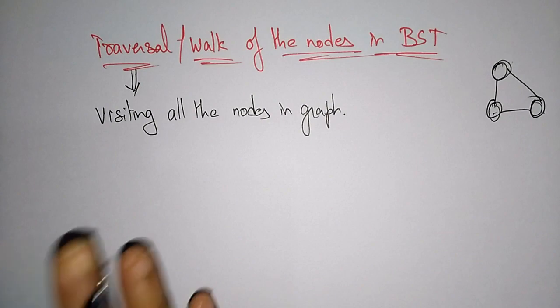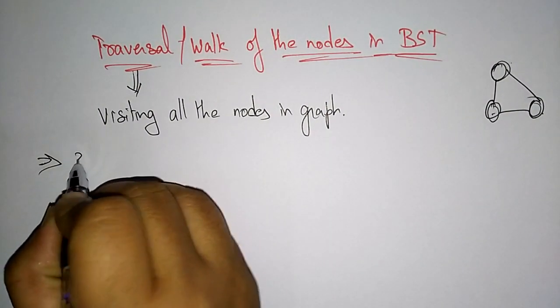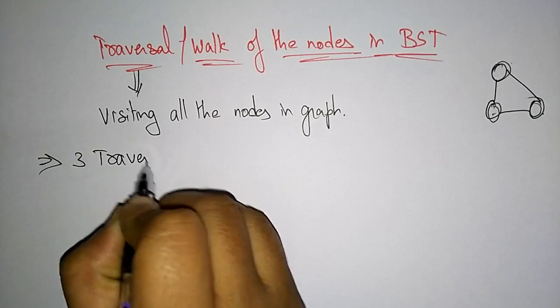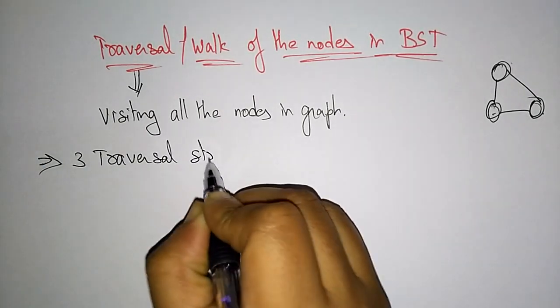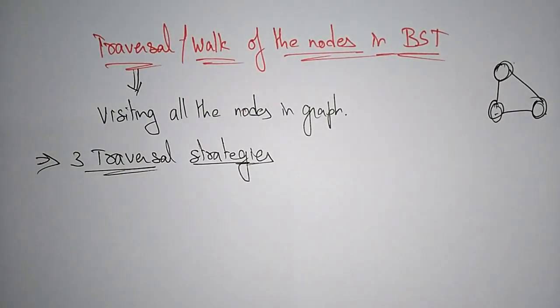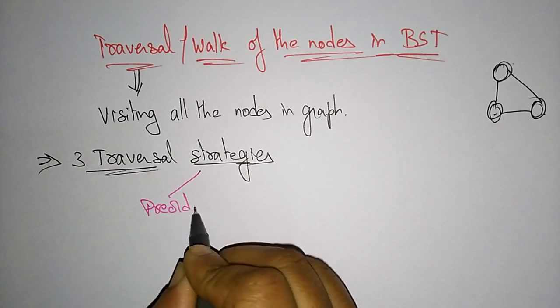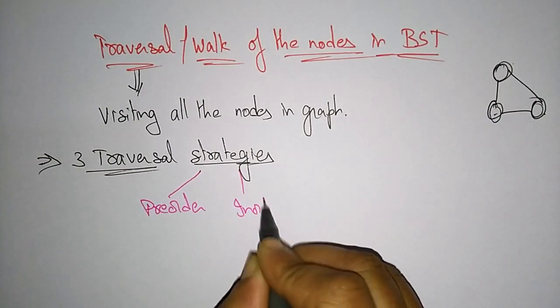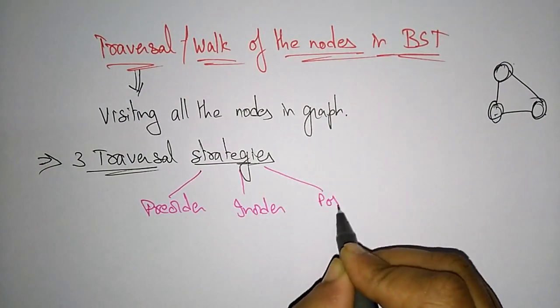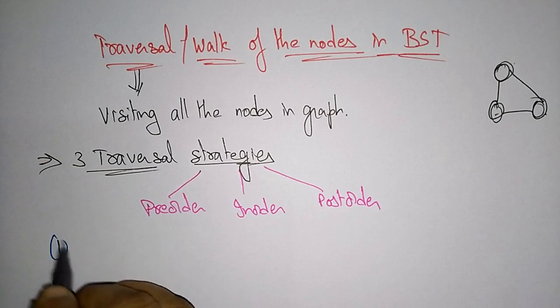There are three traversal strategies present in BST: pre-order, in-order and post-order. So these are the three traversal strategies. Let us see one by one. First let me explain in-order.